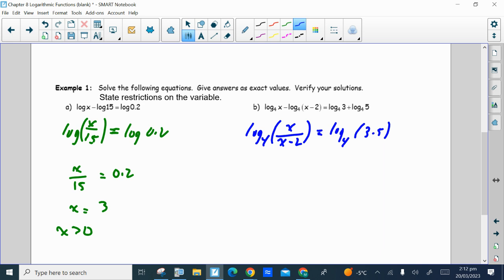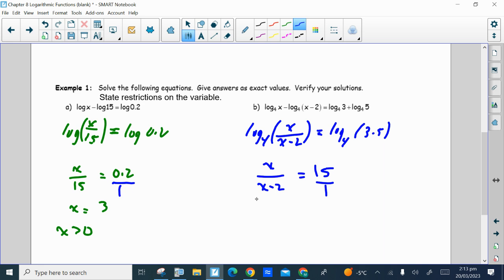If the log base 4 parts are the same, the other parts must be the same or equal as well, meaning x over x minus 2 would equal our 3 times 5, which is 15. And I'll put that 15 over 1 because next I'm going to cross multiply. Whenever you have two ratios equal to each other, their cross products are equal as well, which essentially I did on the first question by putting the 0.2 over 1. When you cross multiply, you're going to get x equals 3.